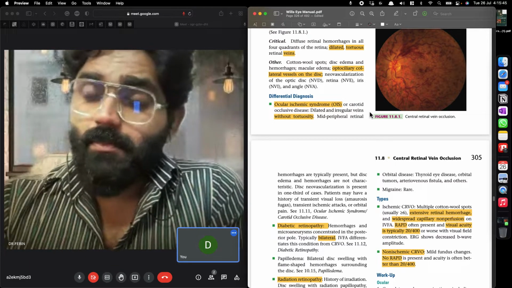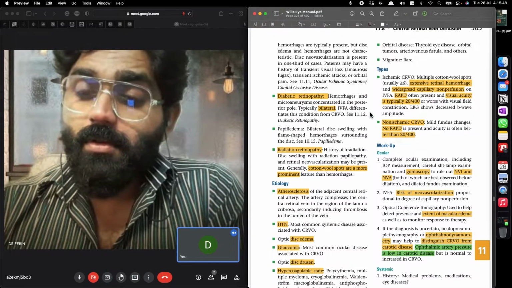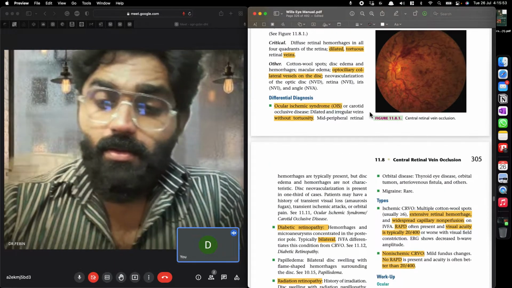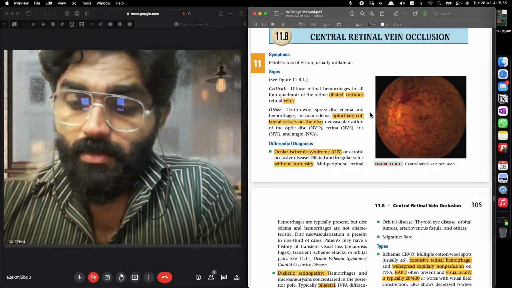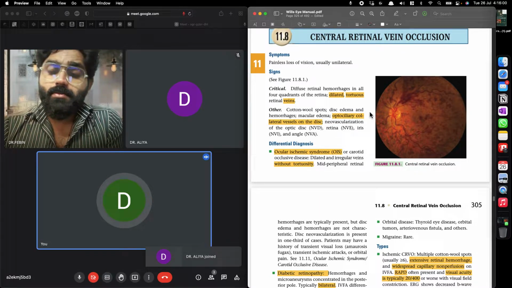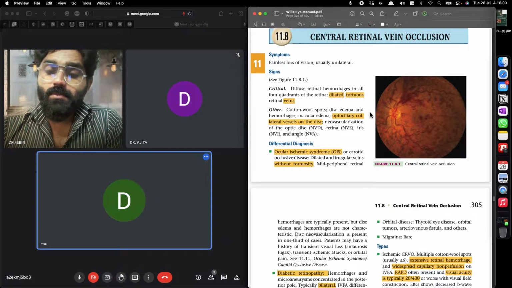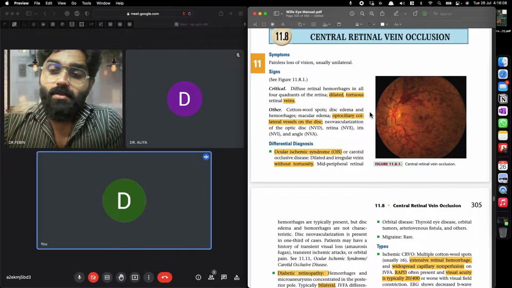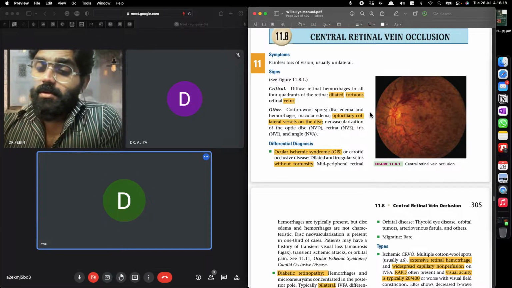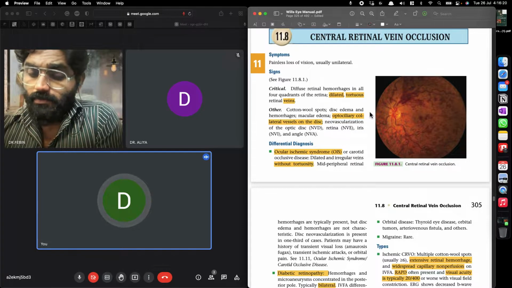Okay, fine. Having said those differential diagnoses, do you remember the causes for CRAO? Like if somebody asks you, what are the causes of CRAO? What is the etiology of CRAO? This is Rajesh sir's favorite question. Causes of CRAO and investigations to be done in CRAO and CRVO. So it's very simple. Alia, you're back. I can't see your video.